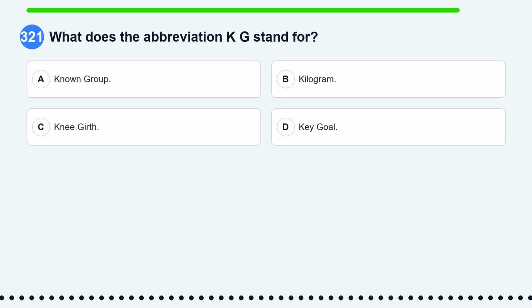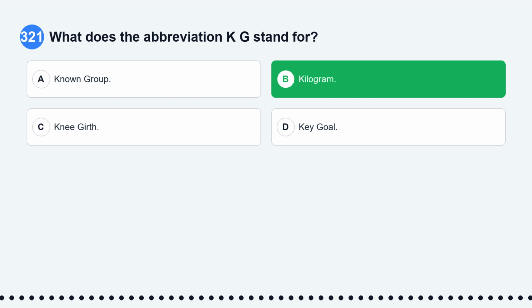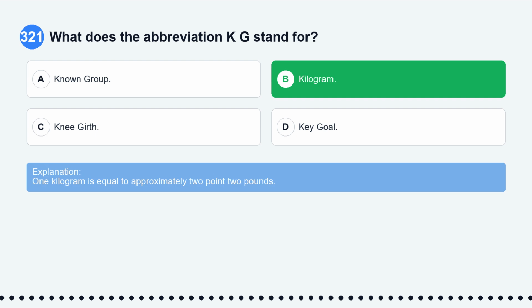Question 321. What does the abbreviation kg stand for? Option A, known group. Option B, kilogram. Option C, knee girth. Option D, key goal. The correct answer is option B, kilogram. 1 kilogram is equal to approximately 2.2 pounds.